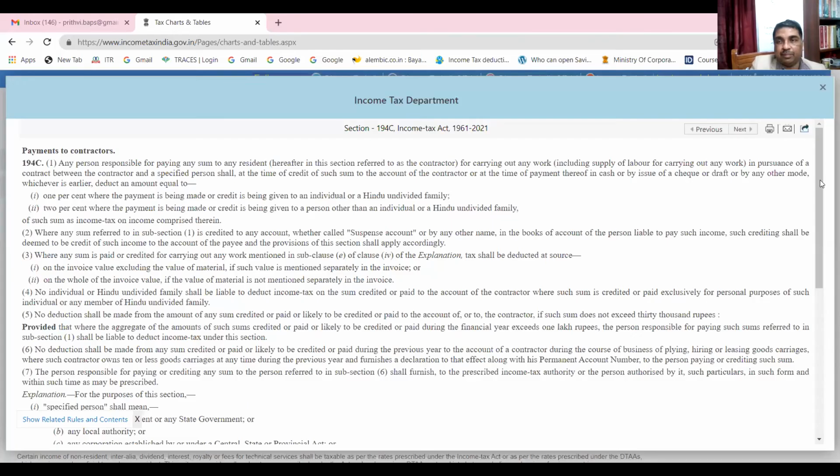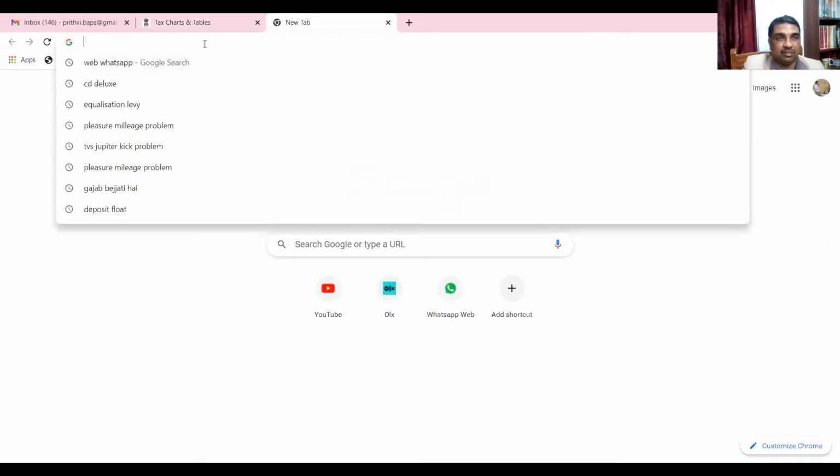Yes, sir, please. For that, you have to get your PAN registered on the Income Tax Department website. Okay, for academic purposes, let me show you one example. From the Income Tax Department website, I'm taking you to the e-filing website. Okay, I'm opening one more site.